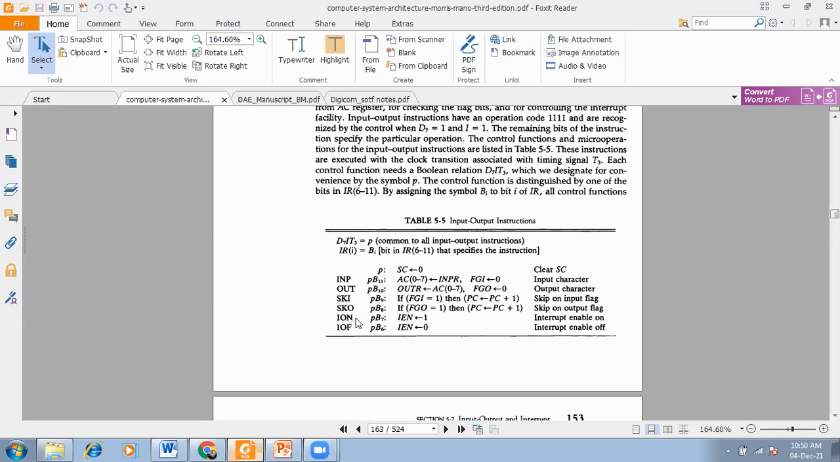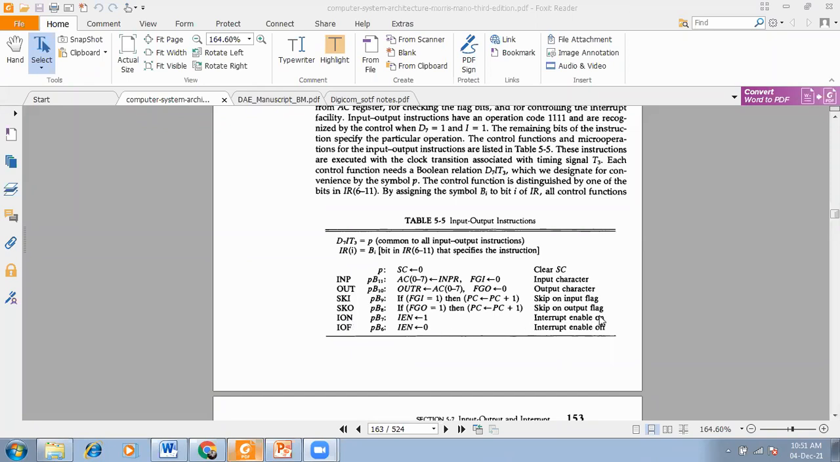ION means you are enabling or not enabling an interrupt. ION is called interrupt enable on. When this is on, you have the option of taking an interrupt. So it is the interrupt enable pin. ION means interrupt enable on. Now IOF means interrupt enable off.